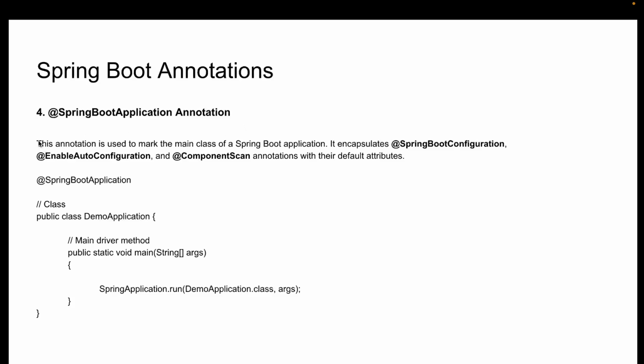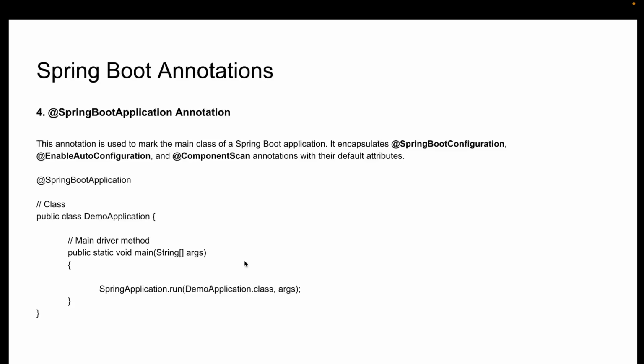See, just read this. This annotation is used to mark the main class of a Spring Boot application. It encapsulates @SpringBootConfiguration, @EnableAutoConfiguration, and @ComponentScan annotations with their default attributes. This class is again that main class where we are starting our application. You see this code, right? SpringApplication.run, and in this run method we pass the class name, DemoApplication.class, and we pass this args argument.